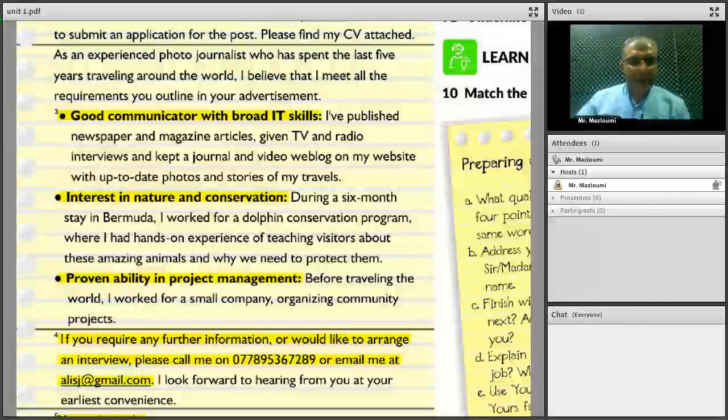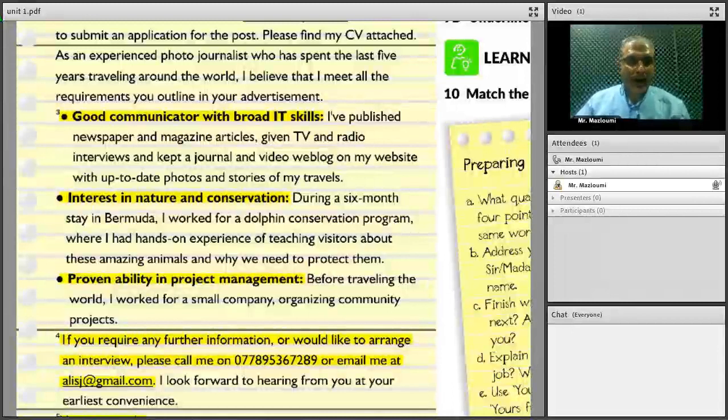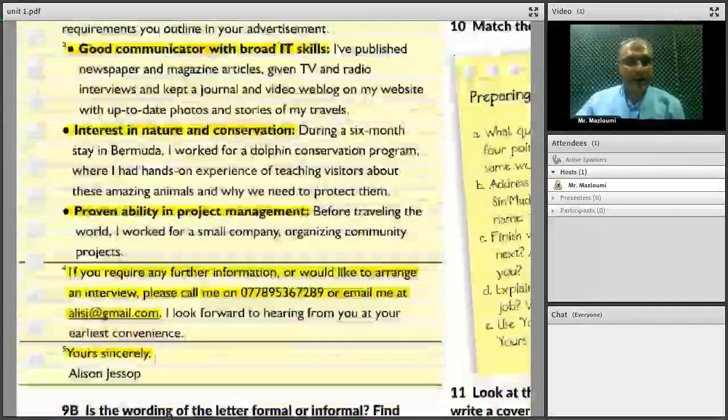So this person has written newspaper and magazine articles. You know, article is a piece of writing. He has given interviews, so he's good in front of people. He has kept a journal. Journal means diary. You know, every day you keep a journal. You write about your everyday activities. Today I got up early. I had my breakfast. I did this, this, and this. So he had kept a video weblog, and he has his website, and the website has up-to-date photos and stories. He just updates his website. It means he's a nature lover. He's really good with IT, internet, and computers.